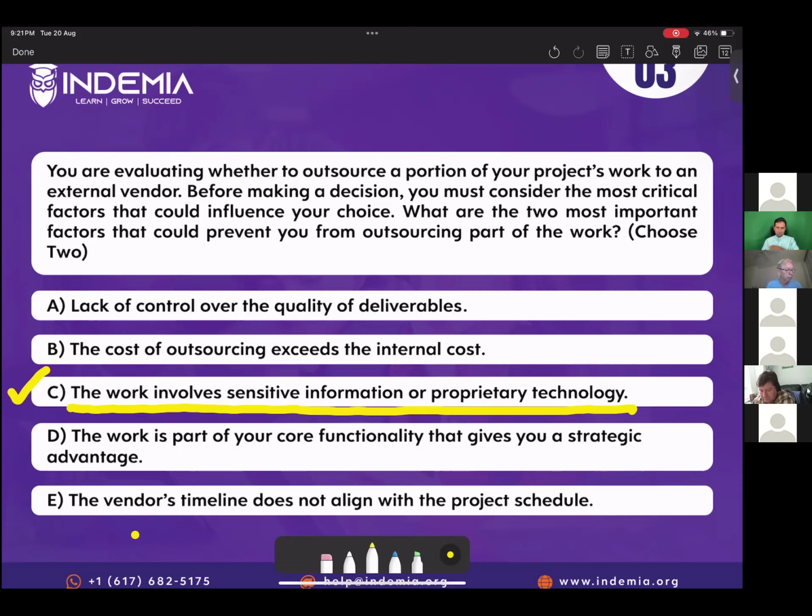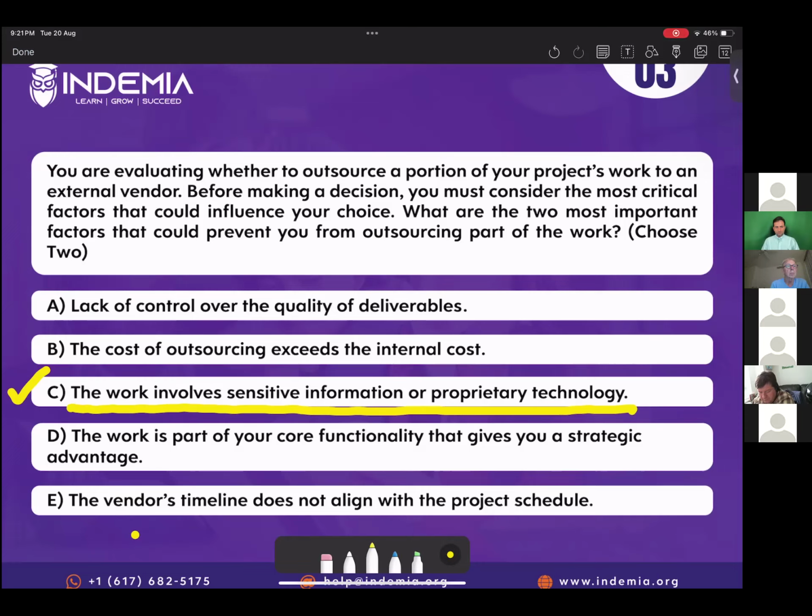For the second one, most of the other ones you can probably manage through risk management, right? But I felt like A was more of an issue, where if you have a lack of control of the quality of the deliverable, how would you actually verify and validate that deliverable? So that was the reason why I chose A. All right. Thank you, everybody, for the explanation.